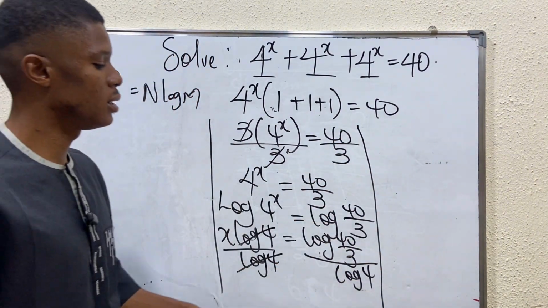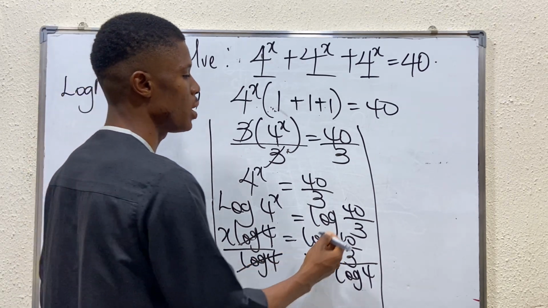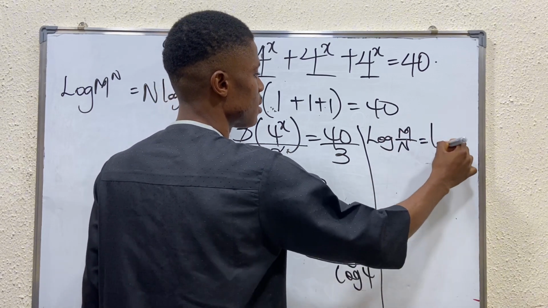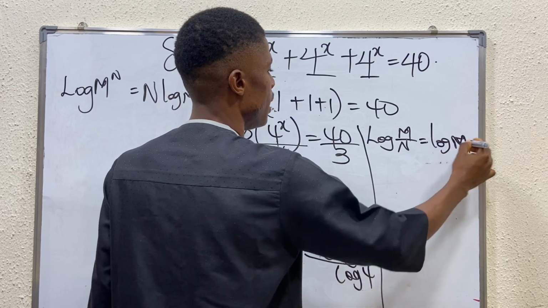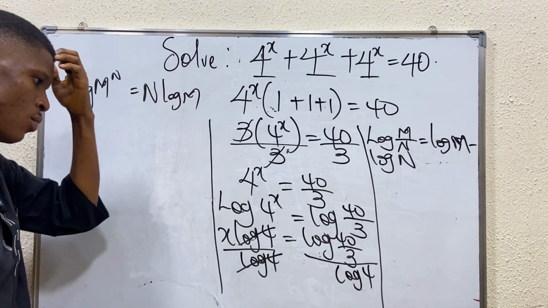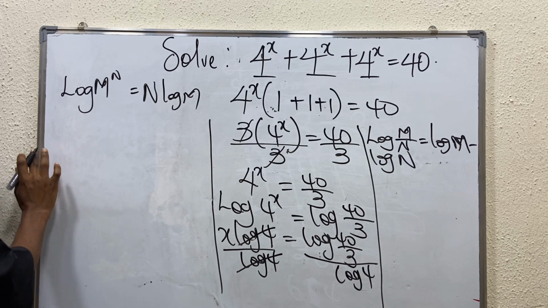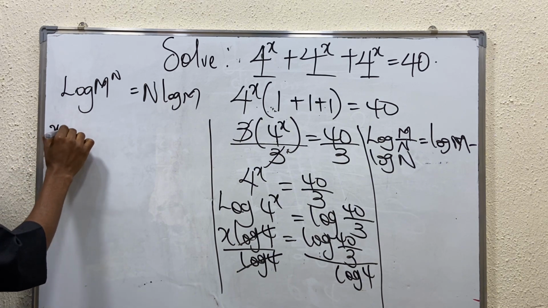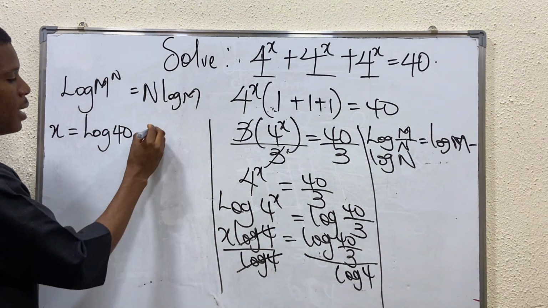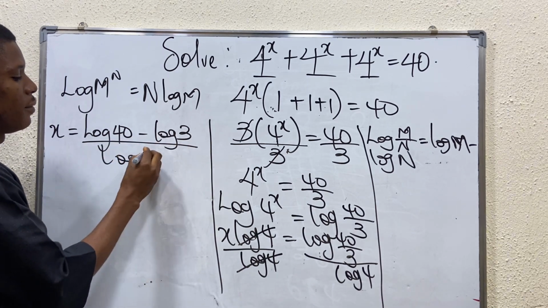But you know one rule of logarithms: once we are dividing the numbers in the log, we have to subtract the logs. The law says that log of m over n is the same thing as log m minus log n. So we are going to apply it here. What do we get? We get x equals log 40, where 40 is now the m, minus log 3, all divided by log 4.